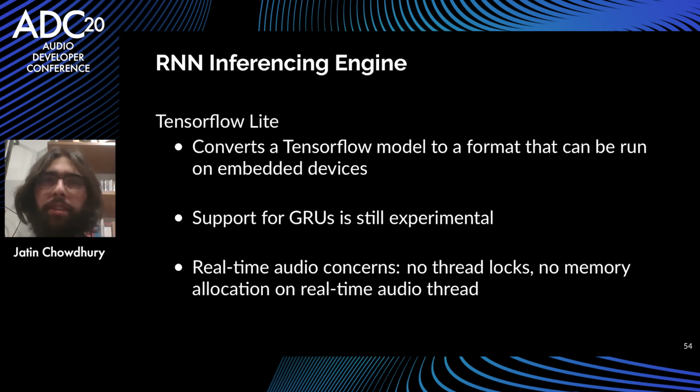So first I thought about using the TensorFlow Lite library. They have a neat format that lets you train a model in Python and then export it to this C++ format that can be run on an embedded device. Unfortunately, they don't support recurrent neural networks, or at least not very much quite yet. I was also worried about real-time audio and memory allocation and things like that. But I've been assured by one of the developers for TensorFlow Lite that they don't allocate memory on their real-time threads or anything like that. So you're probably okay.